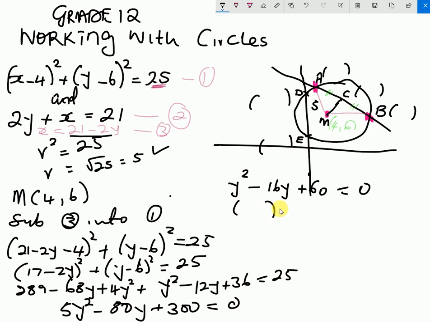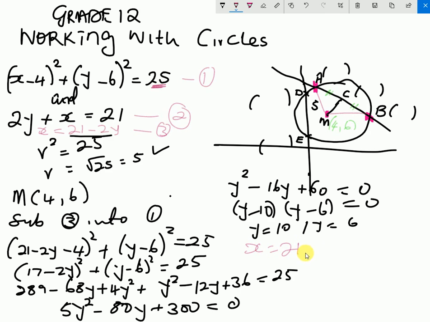Can we factorize? Let's factorize. y minus 10, y minus 6, y is equal to 10, or y is equal to 6. Let's take advantage that we have this one and substitute there. Okay, let me use a different color this time. All right. x is equal to 21 minus 2 into 10.